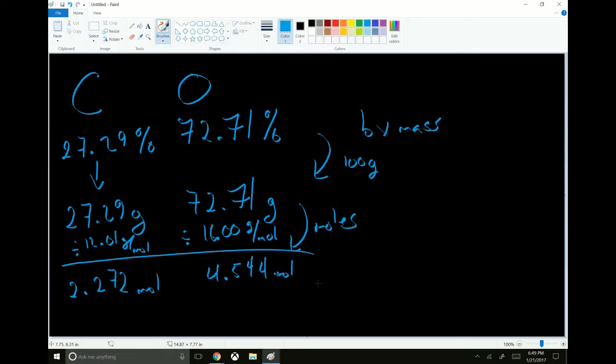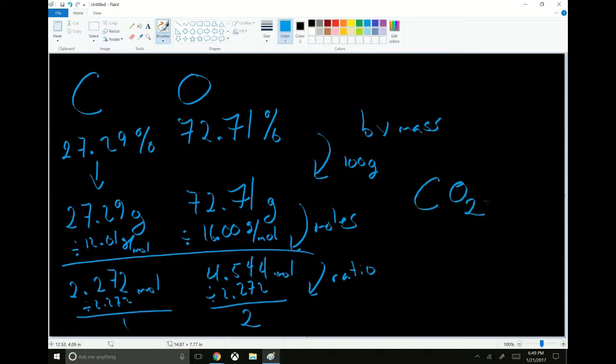So now that we have moles, we can find the ratio between the atoms. Because remember, moles are directly related to the amount of stuff, the amount of atoms. So we can convert to a ratio by just dividing by the smallest number. You divide by 2.272, divide by 2.272, and that gets you 1 and 2. So what we're looking at here is a molecule with 1 carbon for every 2 oxygens: carbon dioxide.